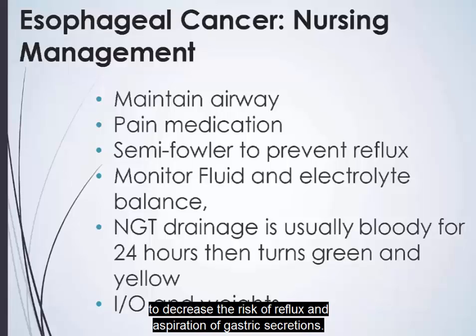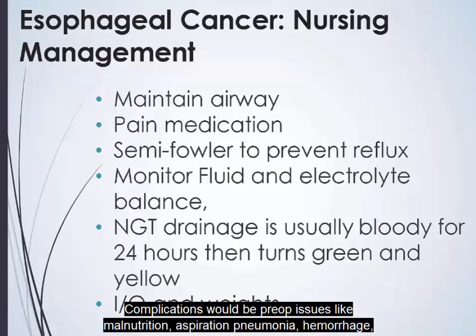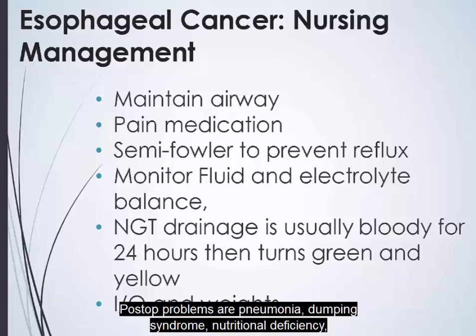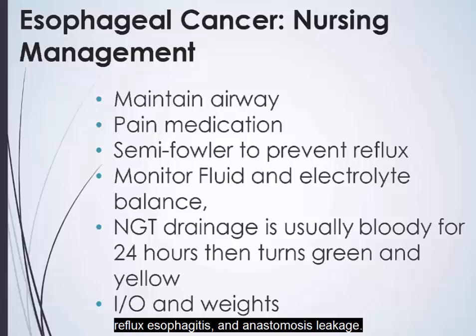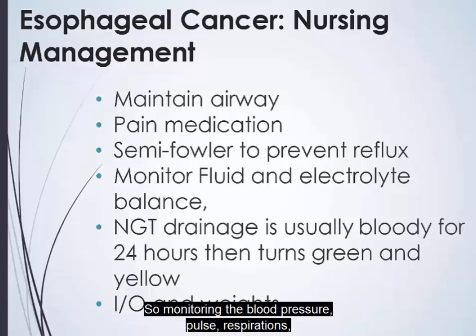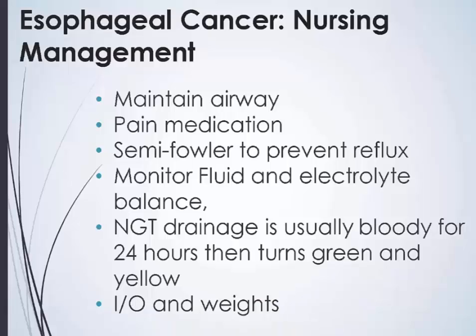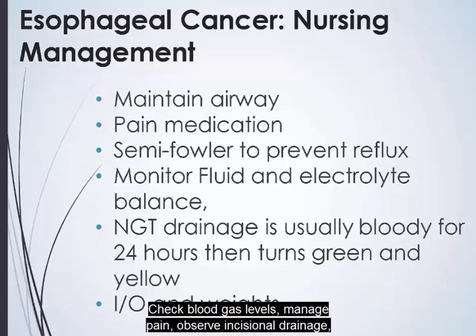Complications would be pre-op issues like malnutrition, aspiration pneumonia, hemorrhage, sepsis, tracheoesophageal fistula. Post-op problems are pneumonia, dumping syndrome, nutritional deficiency, reflux esophagitis, and anastomosis leakage. So monitor the blood pressure, pulse, respirations, and temperature for early detection of hemorrhage, infection, dysrhythmias, aspiration, or an anastomotic leak. Check blood gas levels, manage pain, observe incisional drainage, or if the chest tube is placed, check for bleeding or purulence.